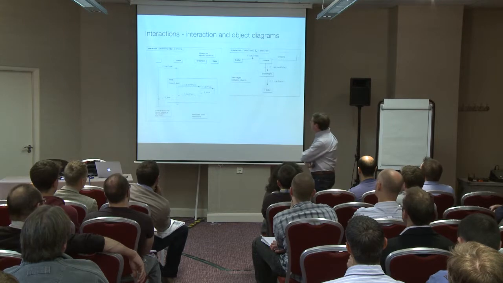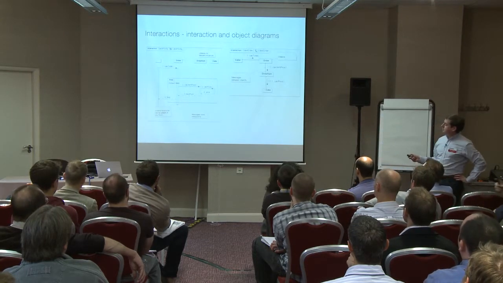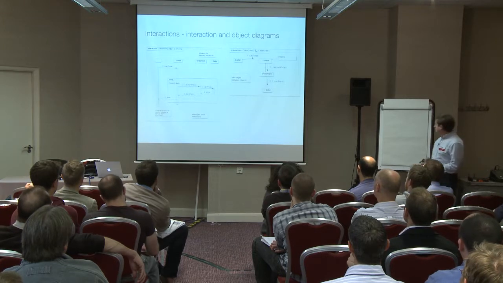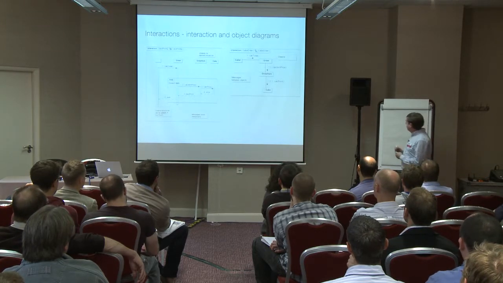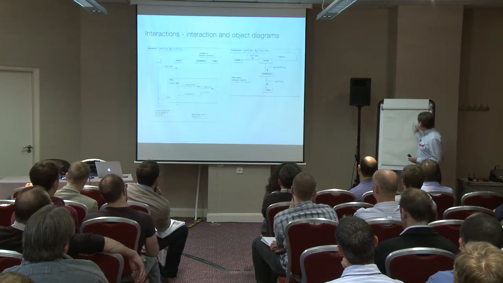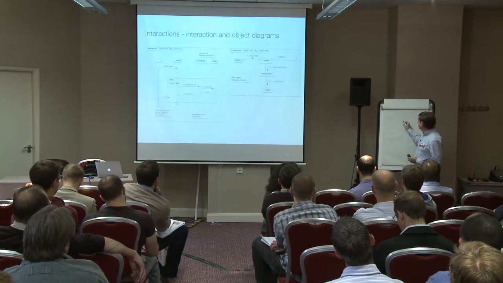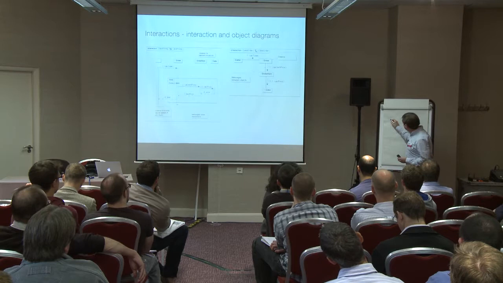Then there's the interaction stuff. You've probably all drawn these before, possibly not one quite as involved as that one, but this is where you put boxes on the top of lines. The typical process here is you draw boxes at the top of lines and put vague kind of text in them, things like store and cart and customer.